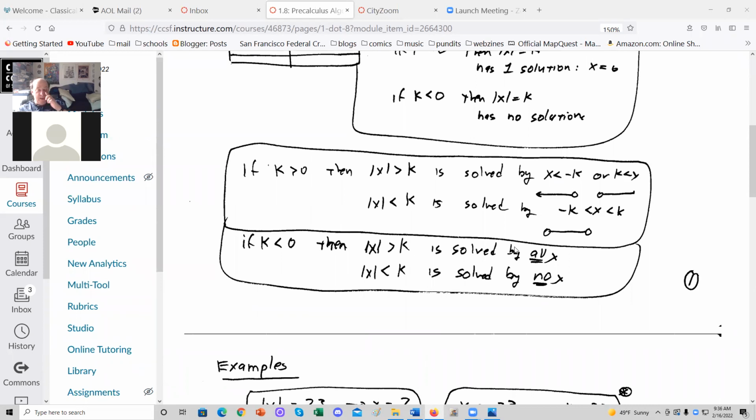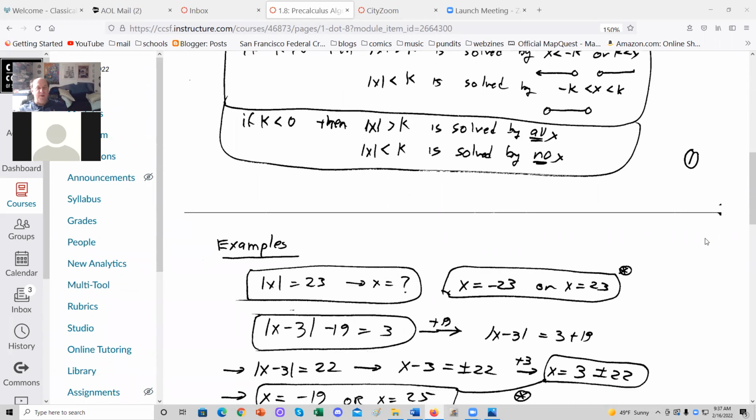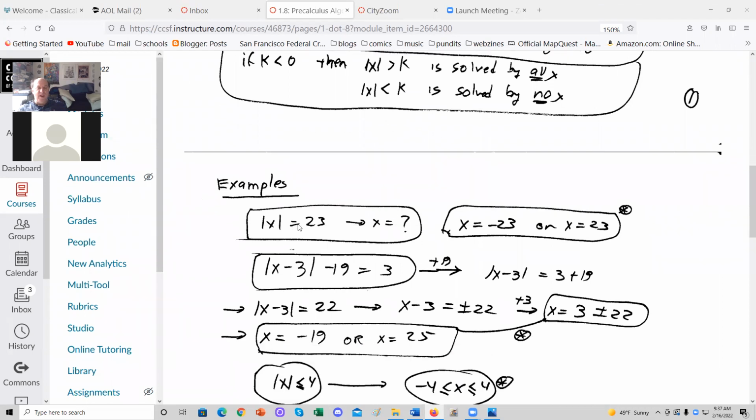And if k is less than 0, then absolute value of x is greater than k for all x. Absolute value of x is less than k for no x. So for example, here we go. Absolute value of x equals 23. Well, this is a positive number, so the solution is x equals negative 23 or x equals positive 23.